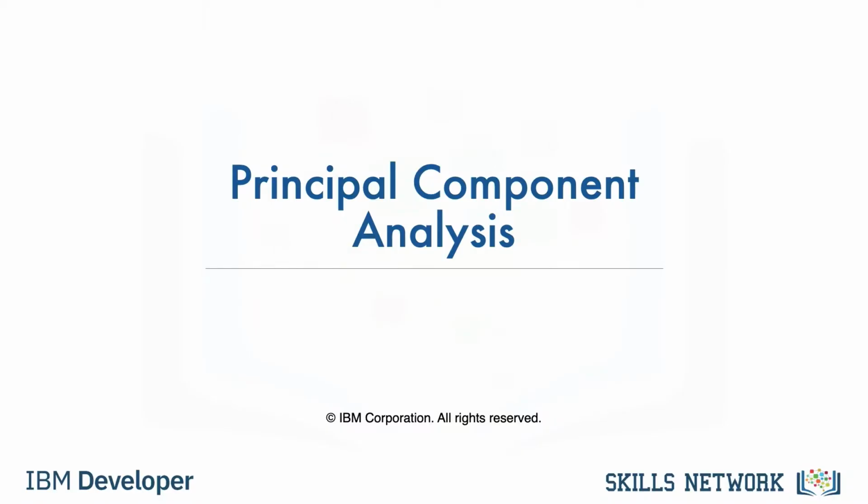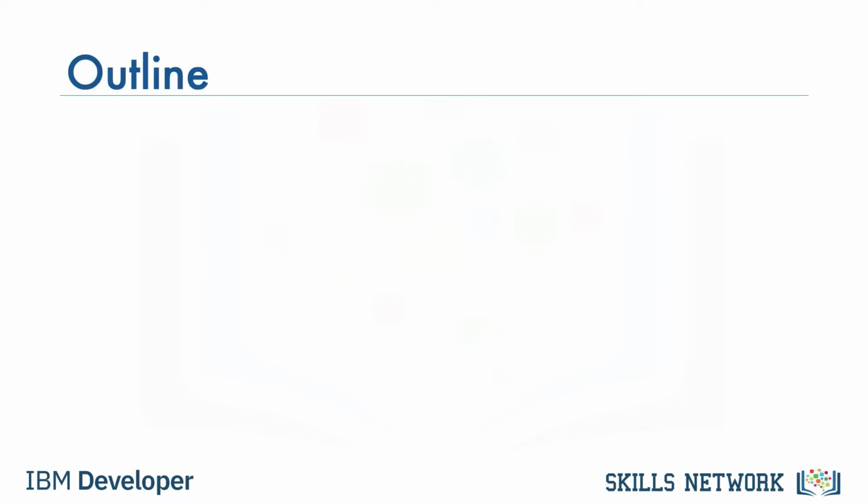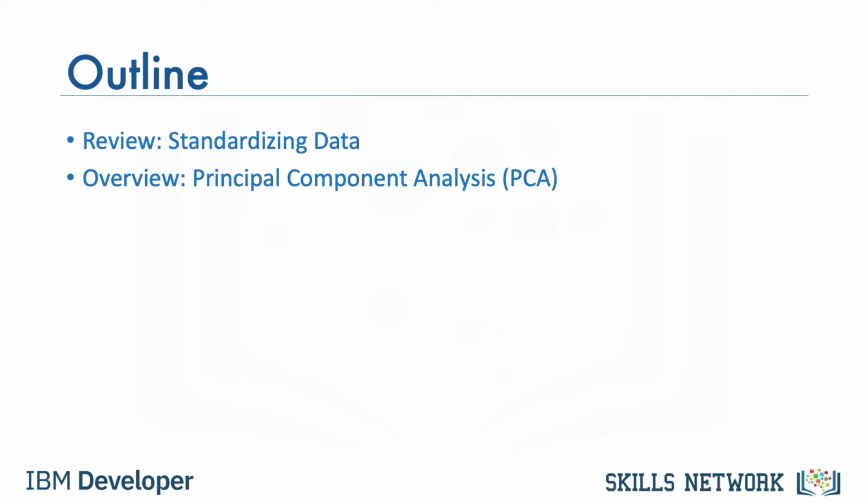In this video, we will discuss Principal Component Analysis, or PCA for short. We will review standardizing data and provide an overview of PCA in the context of autoencoders. This video will give you an intuition of how autoencoders work, and you can also use PCA and related methods to improve the performance of your neural network.